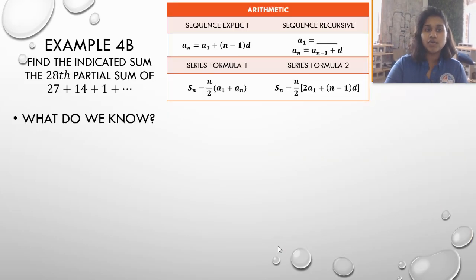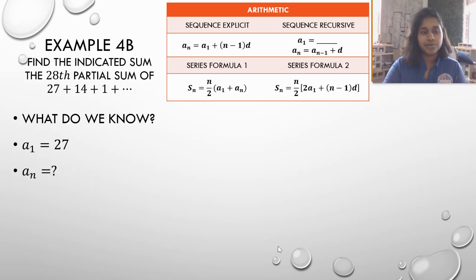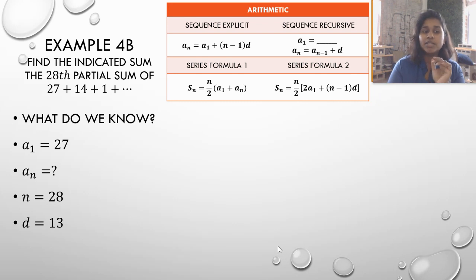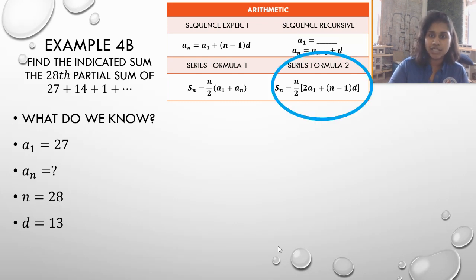So we ask ourselves, what do we know? Well, we know the first term. We know the last term. Nah, we don't know the last term. We know the n value. Yeah, they told us they want the 28th partial sum. And we know the difference because we can do, I should say negative 13, oops. We know the difference because we can do 14 minus 27. We can do 1 minus 14, and we get a difference of negative 13.